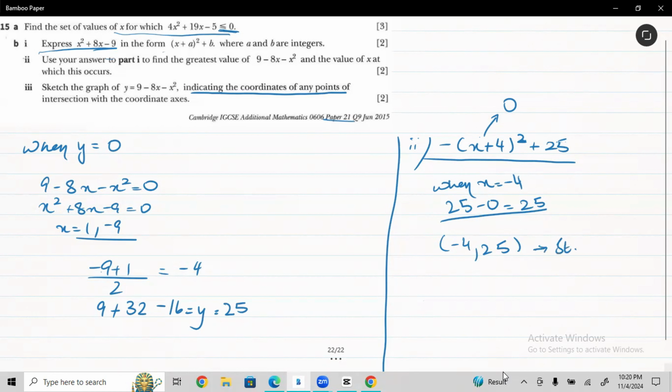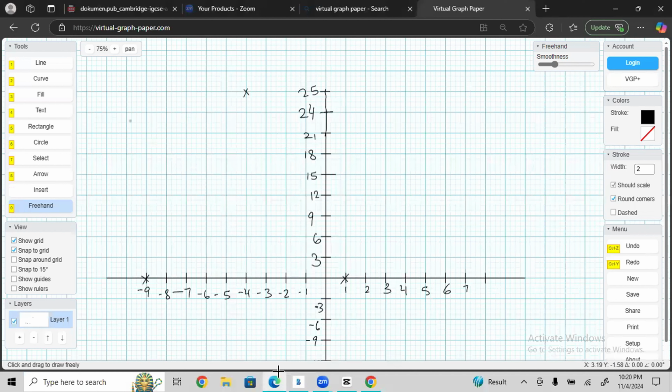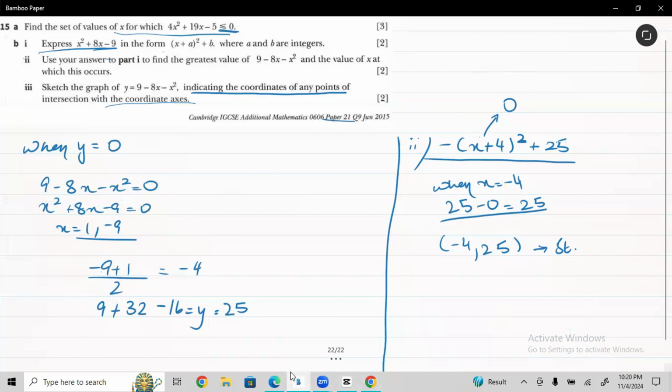In the next question, they've asked us to sketch the graph and indicate the coordinates of any points of intersection with the coordinate axes. So basically, we just have to build a graph. For that, I've plotted my points here. Whatever points I got, negative 4, 25 here. I got the intersection of the x-axis, which I found here. When y is equal to 0, I said 9 minus 8x minus x squared equals 0. Again, it becomes a quadratic equation. I get two values: x equals 1 and negative 9.